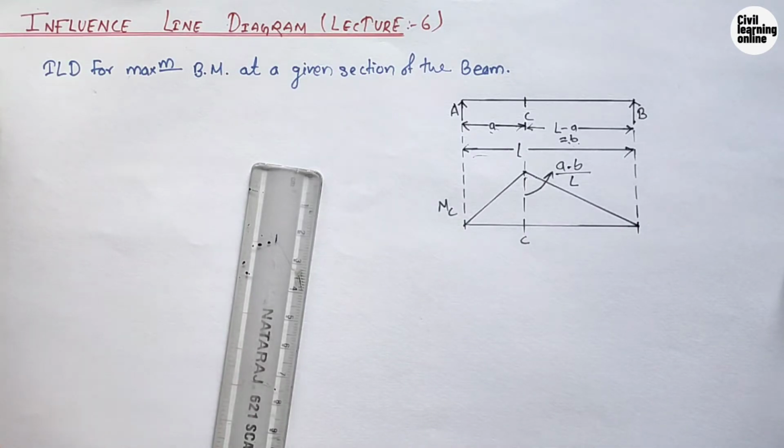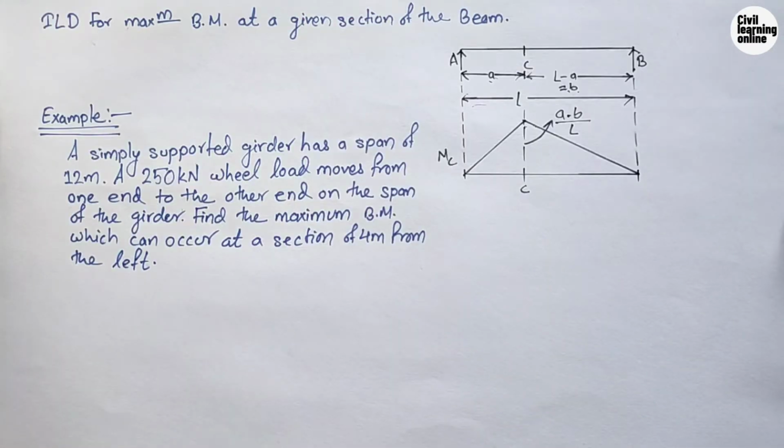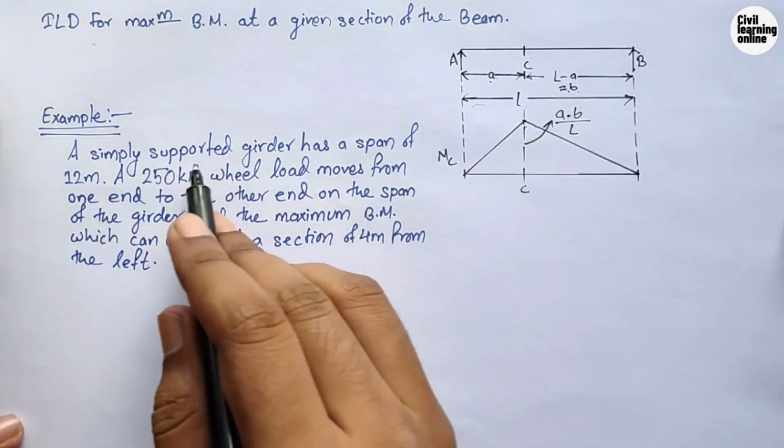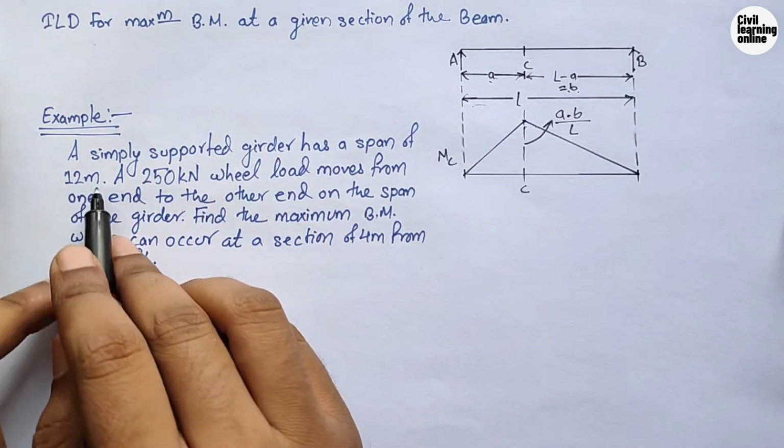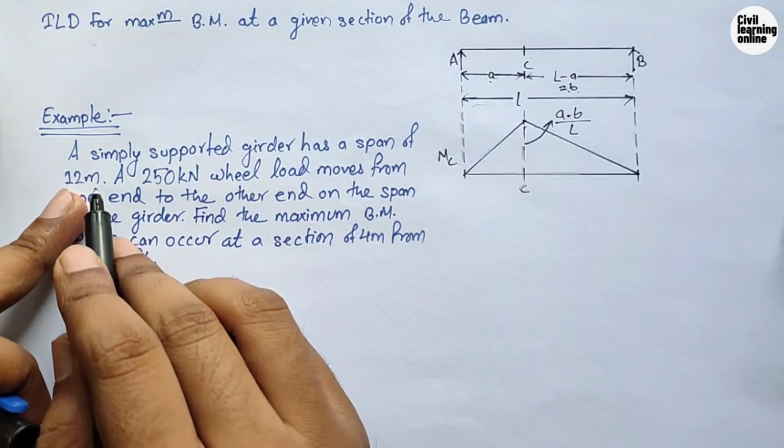So let us have a look at our example based upon this concept, and then it will clarify your concept more. So guys, here I have selected an example, and the question is, a simply supported girder has a span of 12 meter, means the whole span of the girder is 12 meter.